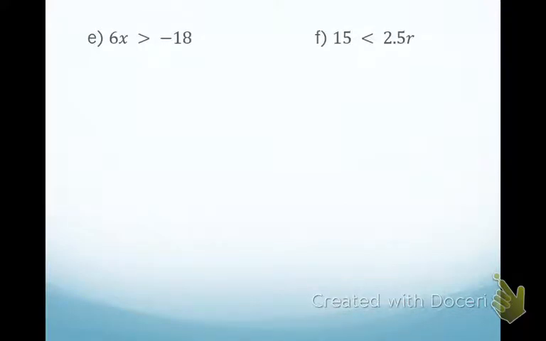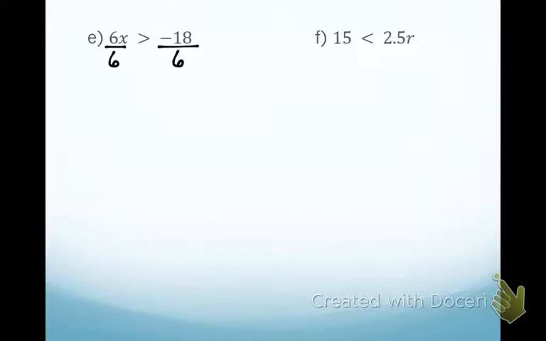For the next one, class, 6x is greater than negative 18. Is the variable on the left side? Yes. Madison, what does it mean when a number is right next to a variable? You have to multiply. So how do I get rid of multiply by 6? Divide by 6. Good job. Notice we are dividing by a positive number on both sides.